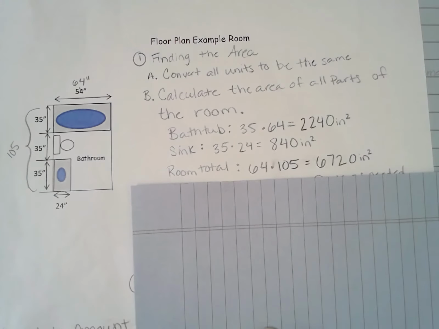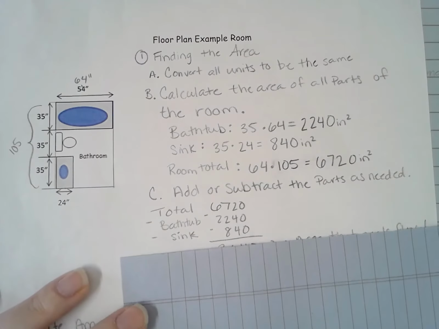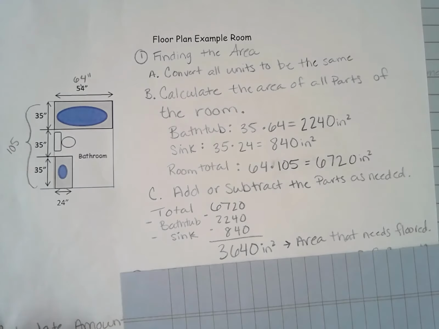So do you floor under a bathtub or a sink vanity? The answer is no. So to do this, I needed to take the total room area and subtract the bathtub and the sink. And that leaves me with 3,640 inches squared. That is the area that needs to be floored.